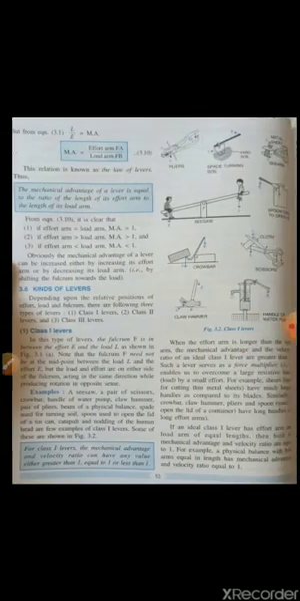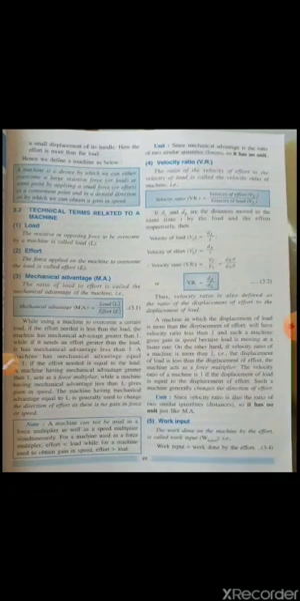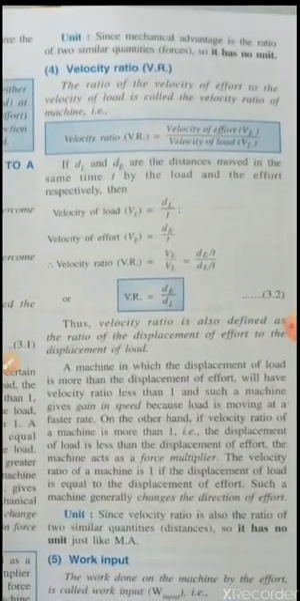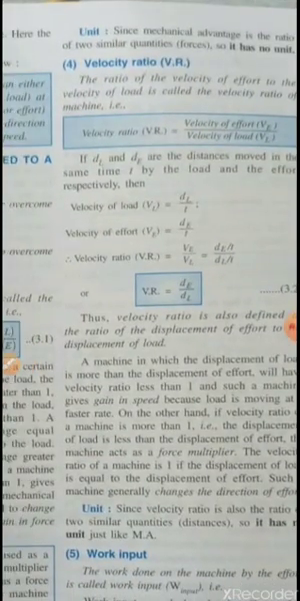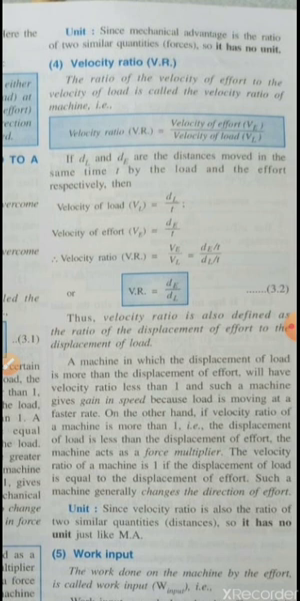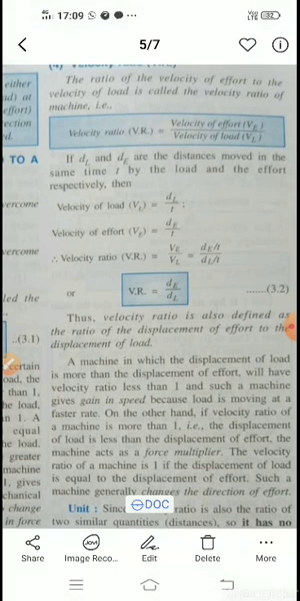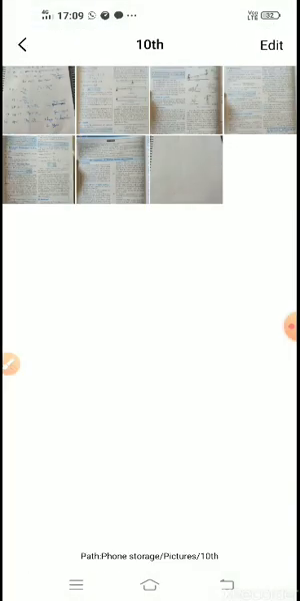So the next topic is about your velocity ratio. Velocity ratio means it is a ratio of the effort to the load applied. Now what is your velocity formula? It is distance by time taken. Yes or no? It is distance by time taken. So now let us see how it works.